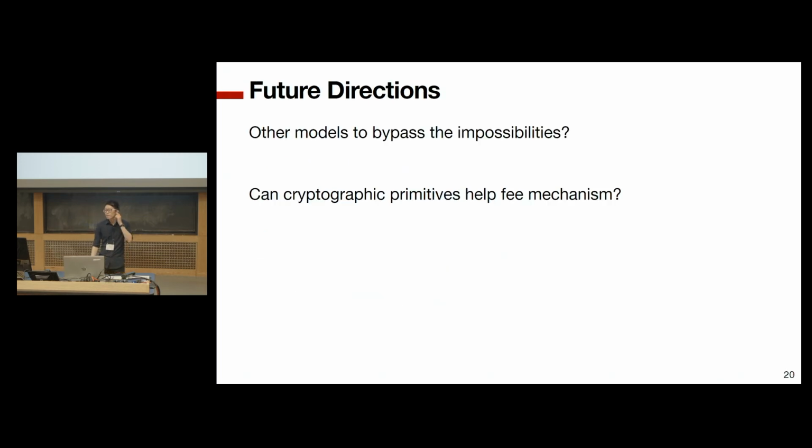Okay, so let me quickly mention the future directions. Our paper gives a first example that maybe we can consider other relaxed models to bypass the impossibility. So it's interesting to consider whether we can bypass the impossibility with other models. The second one is that when I designed the mechanism, I found that the transaction fee mechanism is really interesting because it lies in the intersection between cryptography and game theory. So maybe we can use some crypto techniques to help us design.